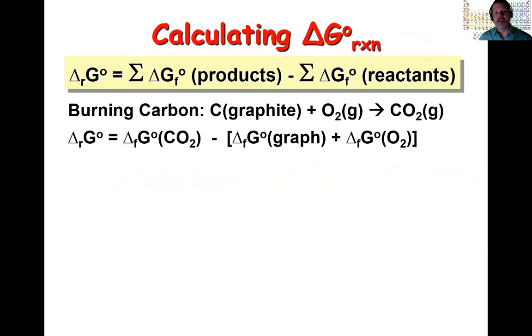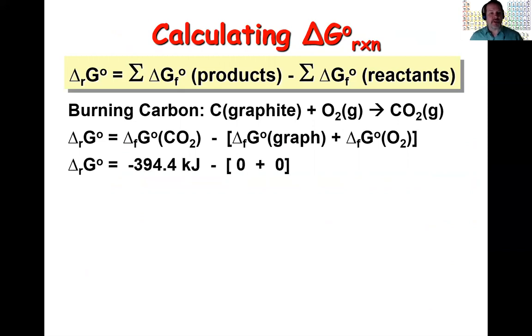Let's say you're going to burn some graphite, and you're going to do that in the presence of some oxygen and see if you can make CO2. This is a combustion reaction. We can go find the Gibbs free energy of our product, CO2, and subtract off the graphite free energy and the oxygen free energy.